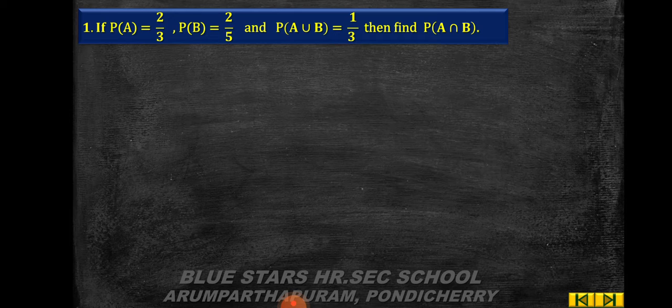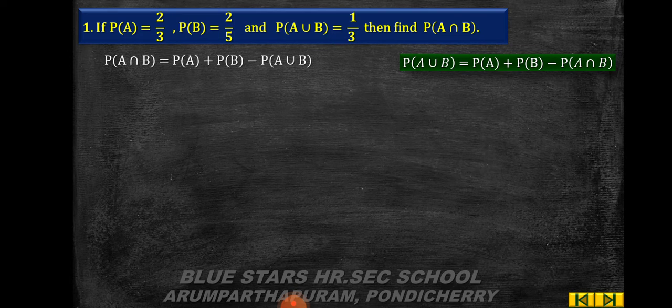Now we are going to see exercise 8.4 problem number 1. If P(A) is equal to 2 by 3, P(B) is equal to 2 by 5 and P(A ∪ B) is equal to 1 by 3, then find P(A ∩ B). We know P(A ∪ B) is equal to P(A) plus P(B) minus P(A ∩ B).